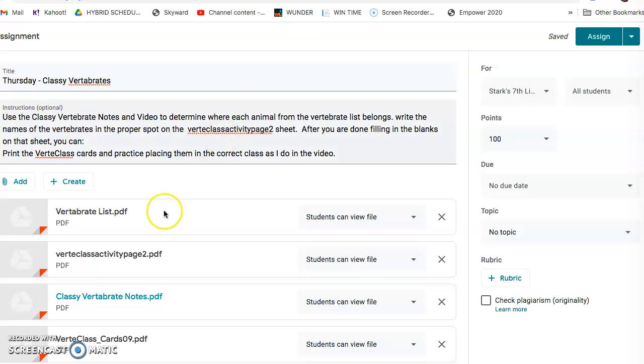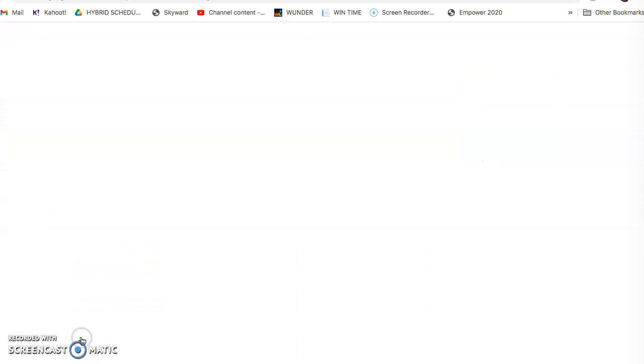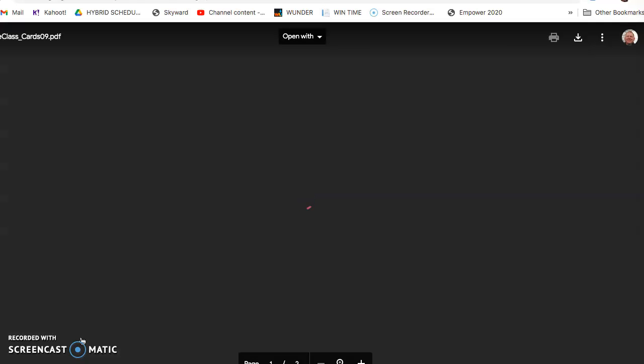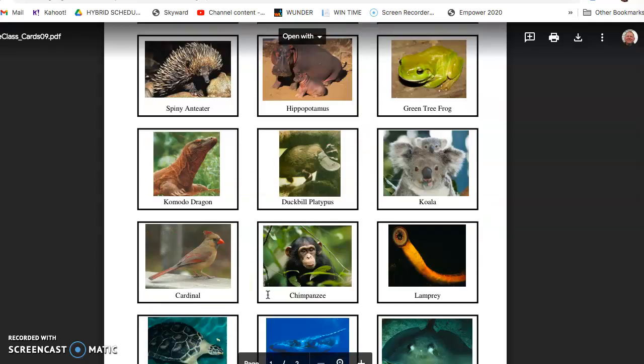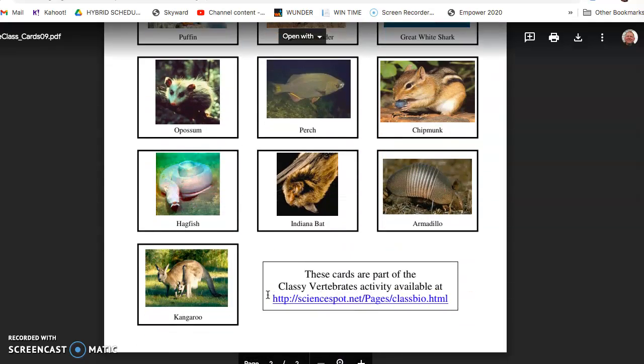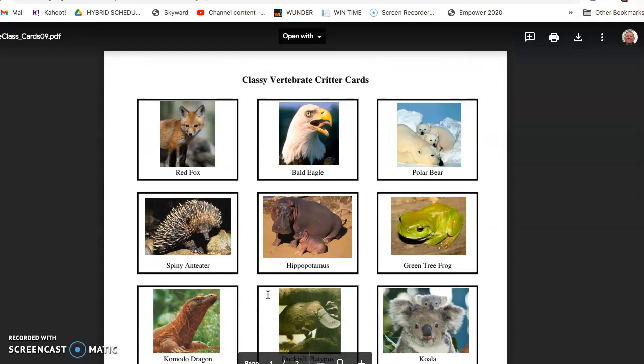And then over here there is a set of cards that have all the organisms that you need to classify. You could print these out and cut these apart and do a little practice classification with these right here, and I'll show you how that's going to work, because I've done that, and I'm going to model that.